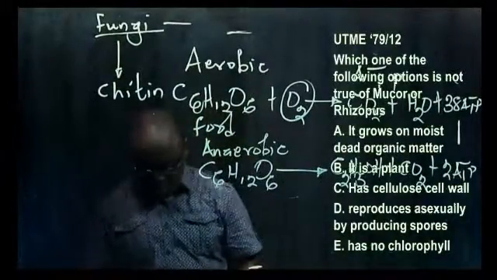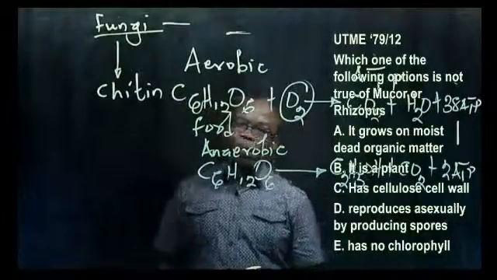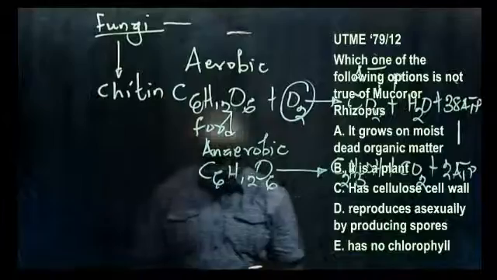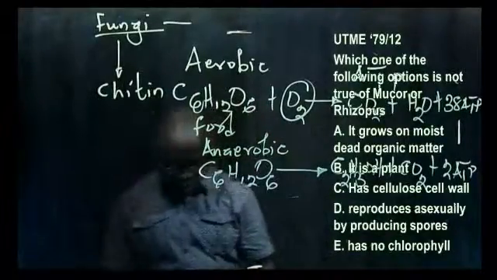So now we know that 2 options here are correct. It is not a plant. It has a cell wall, but the cell wall is not made up of cellulose. It's made up of chitin. So option B is correct. Option C is also correct.